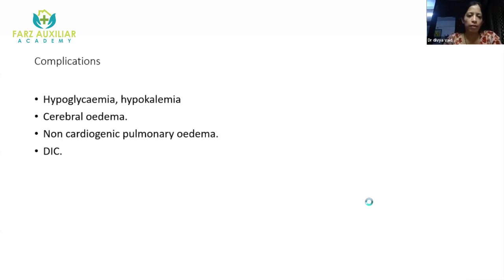One is hypoglycemia, which can happen if you have a more rapid correction, if you're not monitoring your sugars properly. Hypokalemia can cause cardiac arrhythmias, cardiac arrest also, if it is not monitored and corrected. Cerebral edema can occur if you have very rapid shifts in your osmolarity, or sometimes even the increased cerebral perfusion itself can give rise to cerebral edema. So the treatment of cerebral edema would be to give mannitol and to ventilate the patient if required. Rarely you can get a non-cardiogenic pulmonary edema, probably a fluid overload state also, DIC with DKA.